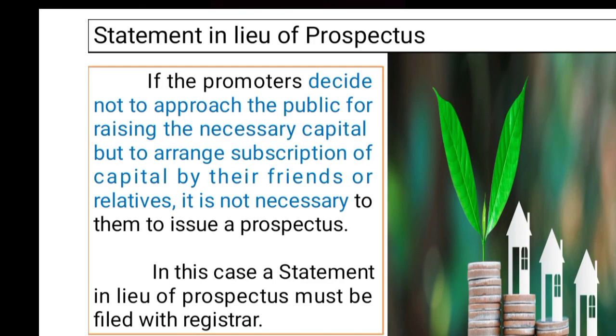Now we will understand what is a statement in lieu of prospectus. This is a different case from the prospectus. Let's see. If the promoters decide not to approach the public for raising the necessary capital, but to arrange subscription of capital from their friends and relatives, it is not necessary for them to issue a prospectus. In this case, a statement in lieu of prospectus must be filed with the registrar.